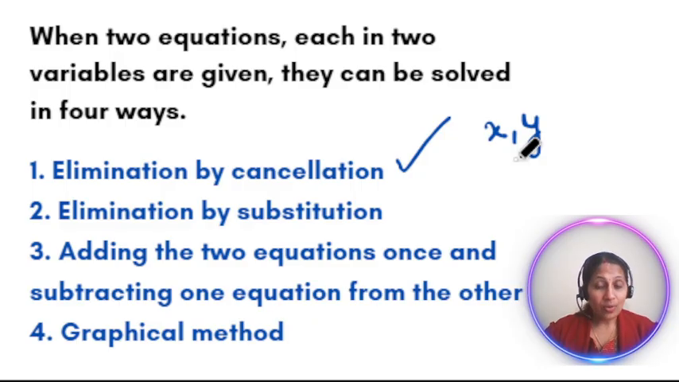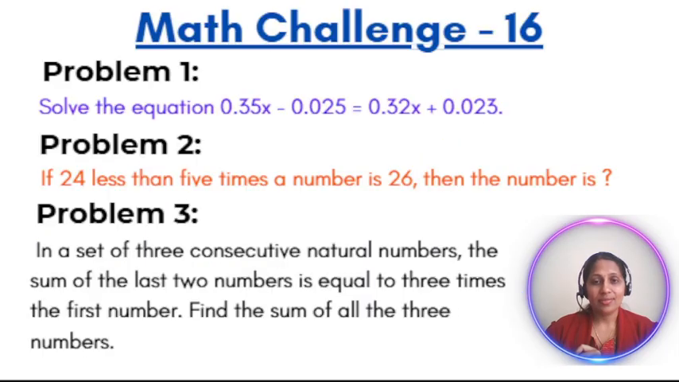Okay, so now comes the challenge for you. Challenge number 16. The first problem is solve the equation. When they say solve the equation, it means that you have to write the steps to get the value of x. Okay. Next one, if 24 less than 5 times a number is 26, then the number is what? Frame the mathematical statement, transpose it, find the unknown.